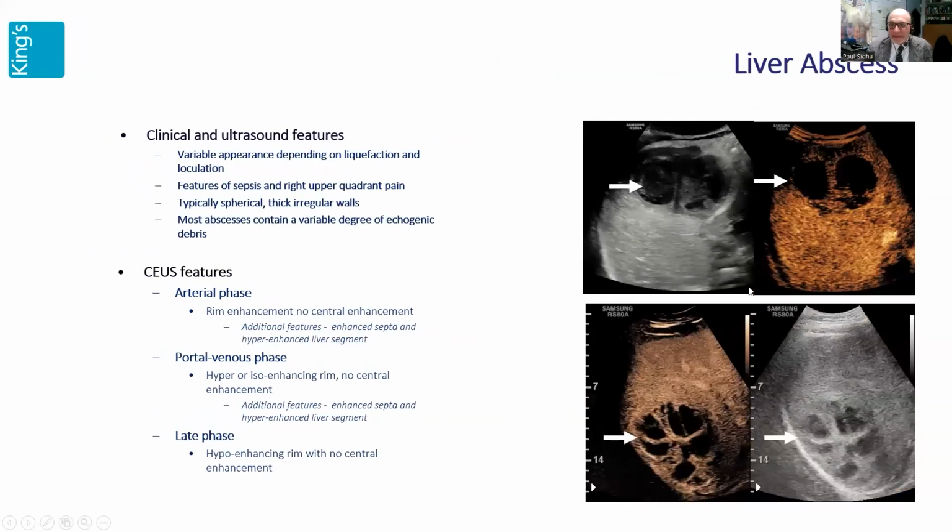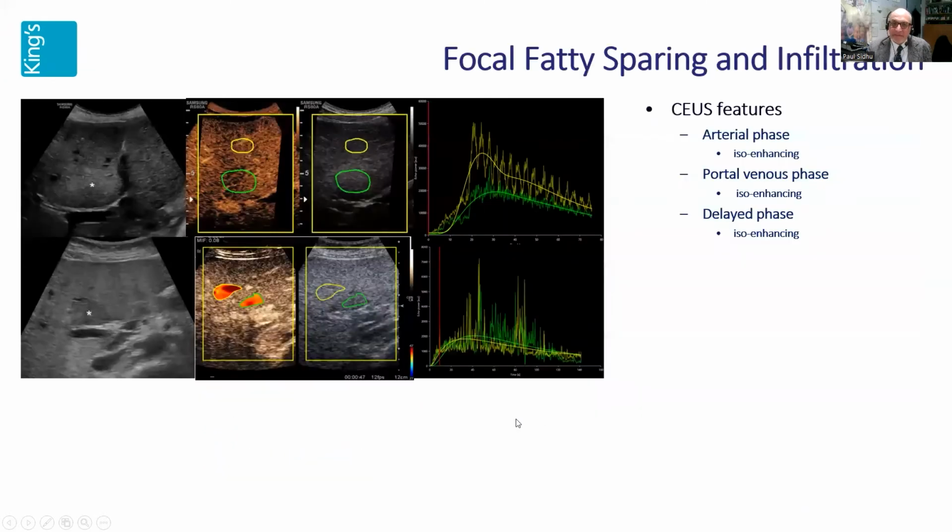An abscess is picked up very clearly on contrast-enhanced ultrasound, the septations with the areas of avascularity demonstrating the presence of infective pus in these areas, and you can use the contrast-enhanced ultrasound to direct drainage of the focal fluid areas safely. Another benign lesion is the focal fatty sparing, which traditionally has been suggested is iso-enhancing through all phases of the liver enhancement pattern.